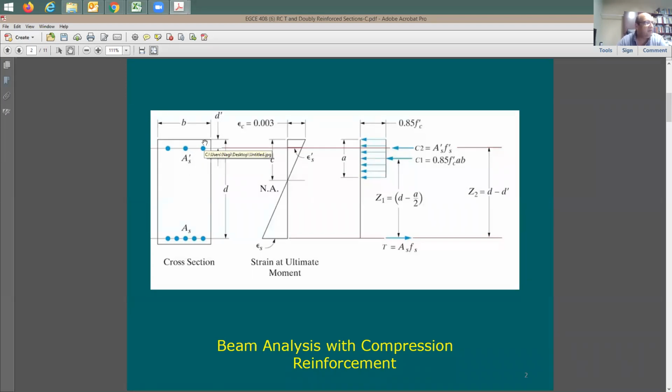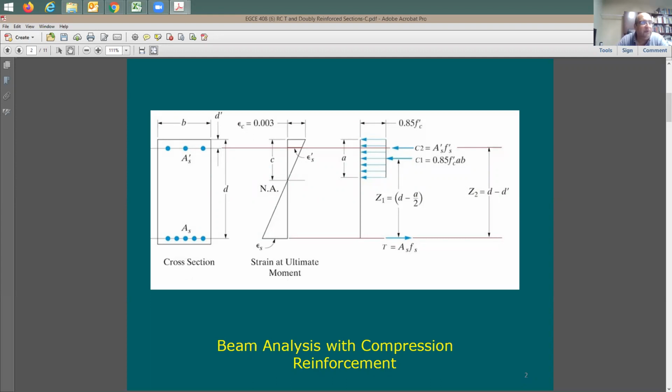So let's go here through the symbols that we're gonna be using in our analysis. The width is gonna be B, it's gonna stay the same. Depth from the top of the compression to the tensile reinforcing is gonna be D. No change. As is gonna be the cross-section area of the steel in tension.